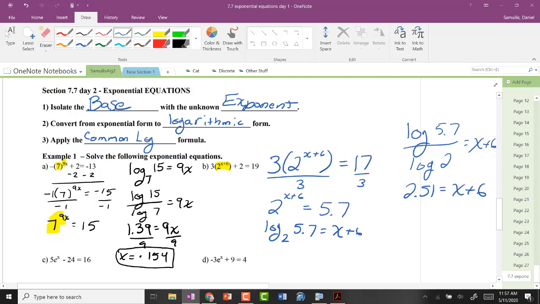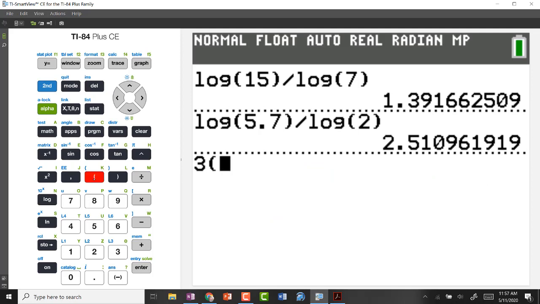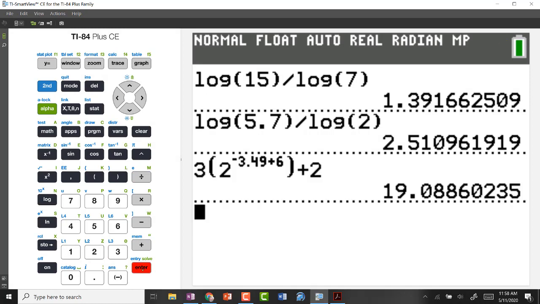So I subtract 6, and I end up with a negative 3.49. Okay, now when we plug that back in, you can have negative exponents. It's okay to have negative exponents. You can plug that in, and you should get close to 19. So once again, if I plugged it in, 3 times 2 to the negative 3.49 plus 6 added 2 to that, we should get close to 19, which we do. The reason it's not exactly 19 is because I approximated a bunch of things. So that is my answer.